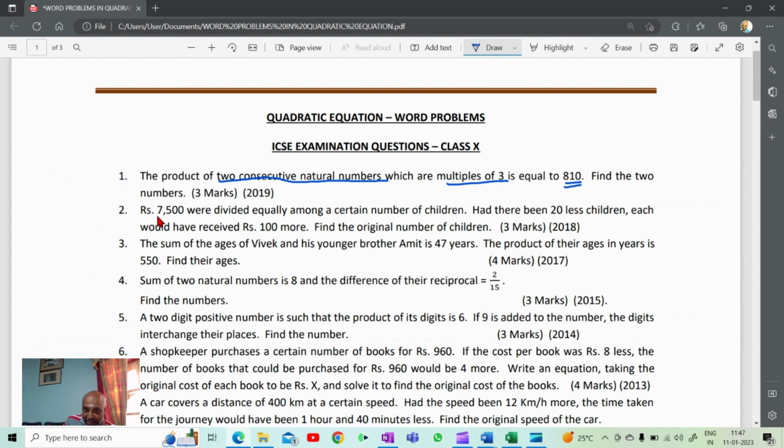Now moving on to the second one. Rupees 7,500 were divided equally among a certain number of children. A certain number of children, so I don't know how many children. So I will assume let the number of children be x. So 7,500 we are going to distribute to x number of children. Had there been 20 less children, each would have received 100 more. Find the original number of children.